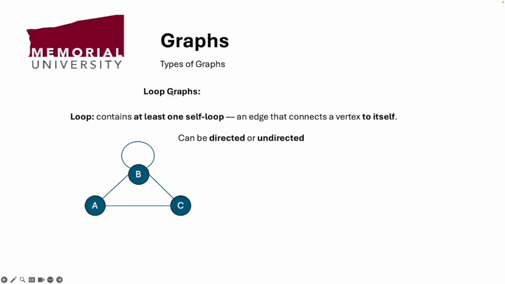And then they call it a loop graph. What does a loop graph mean? It contains at least one self loop. You start from U and, without going through another vertex, you end at U. The self loop is an edge connecting a vertex to itself. That can be directed or undirected. So for example, in this case, this is a loop graph, because there is a self loop from B to B.